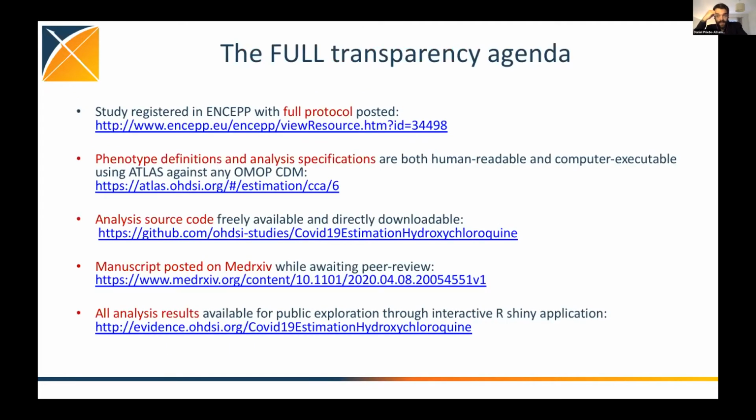So this is what we did for the COVID-19 example. This is just one of the few studies that we did. This is a study looking at the safety of hydroxychloroquine, where we created a full protocol and posted it in a public registry. We created all our cohort definitions and put them again in the open so everybody can replicate the study. We shared all our analytical code in a GitHub repository. We posted our results in a preprint as soon as we had them available. And finally, all the results from the study are available in this link that you can see here, which is an interactive web application.